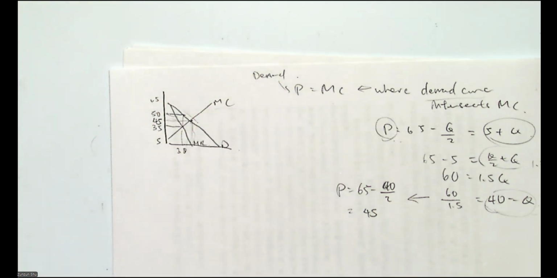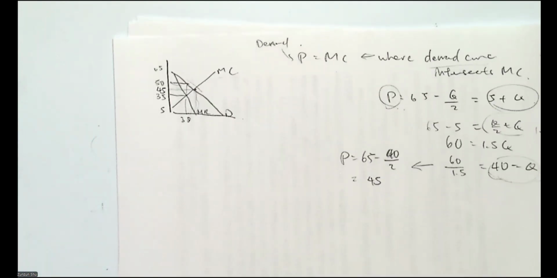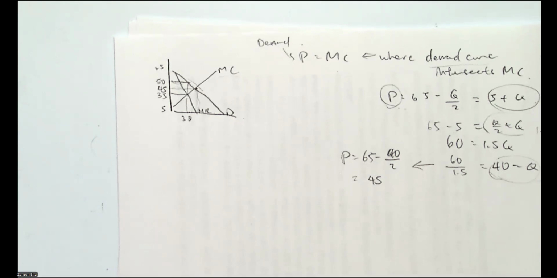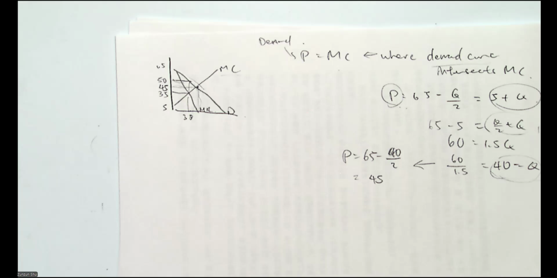But now the question is, if it can perfectly price discriminate, how much profit will they make? Okay. So this is going to be a bit annoying, isn't it? Because it seems hard.